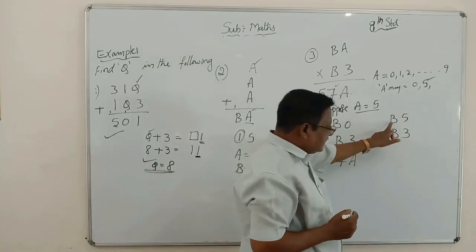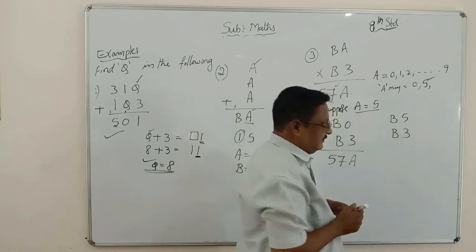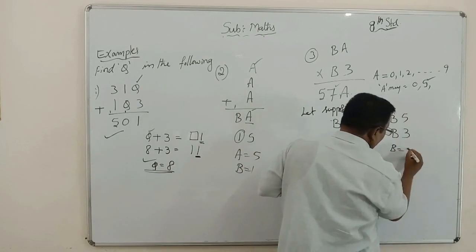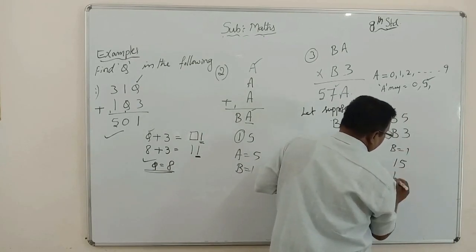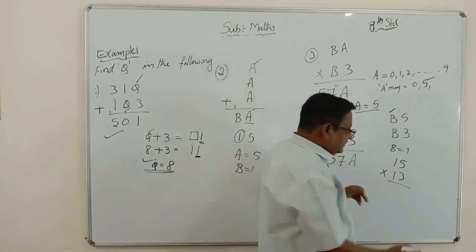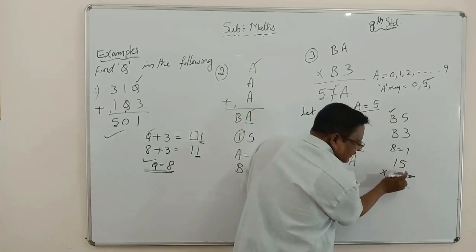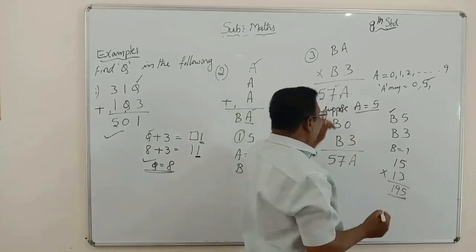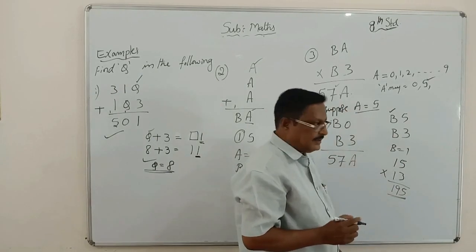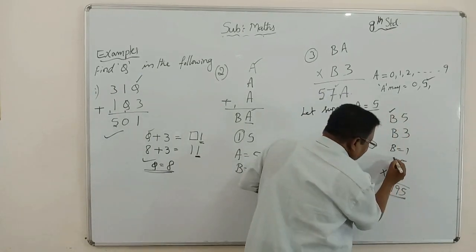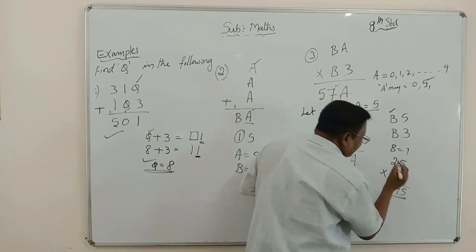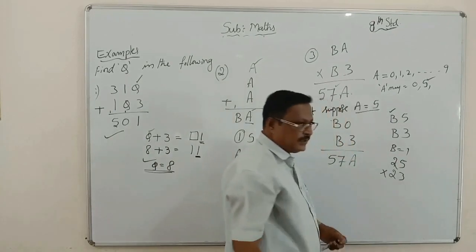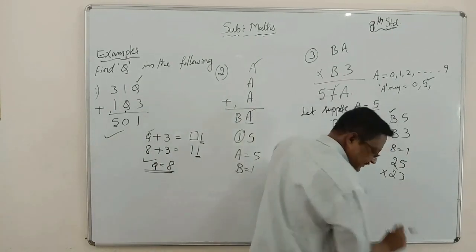Suppose B is equal to 1 means 15 into 13. 15 into 13 is nothing but how much? See here, 15 into 13 is 195. This is less than 570. 1 is lesser. B is equal to 2 means 25 into 23. Here, 25 into 23 means you multiply these two numbers. See here, 25 into 23.